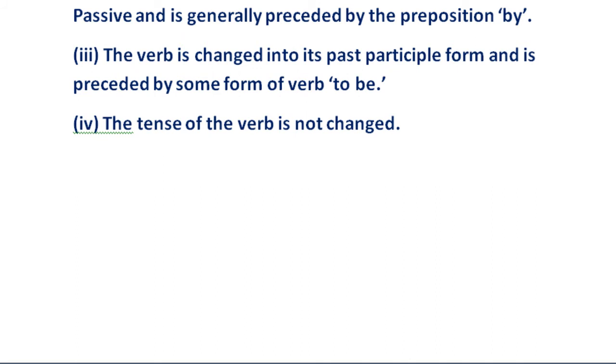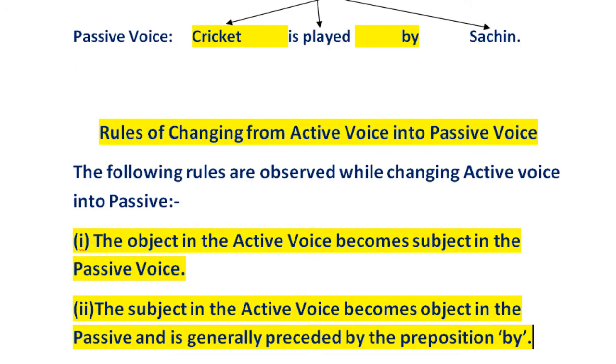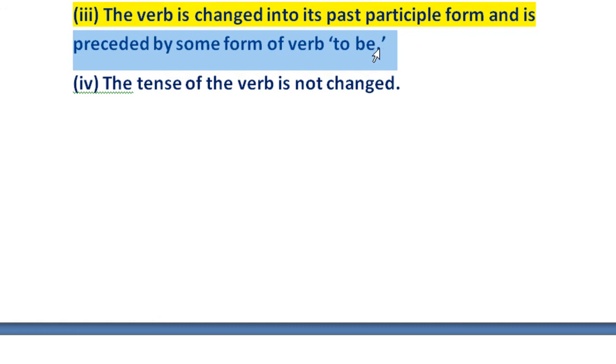Then the subject in the active voice becomes the object in the passive voice and is generally preceded by the preposition by. Yes, you can see the subject becomes the object and it is preceded by the preposition by. Now, third, the verb is changed into the past participle form and is preceded by some form of verb to be. Verb to be means am, is, are, was, were, be, been.